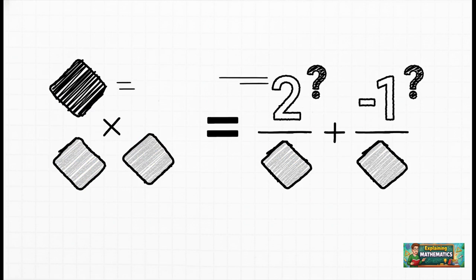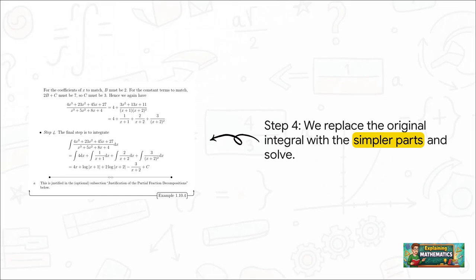We take our original fraction and set it equal to some unknown number a over our first factor, x minus 1, plus some other unknown number b over our second factor, x minus 2. Now the puzzle is just to solve for a and b. And finally, we get to step 4: integrate.